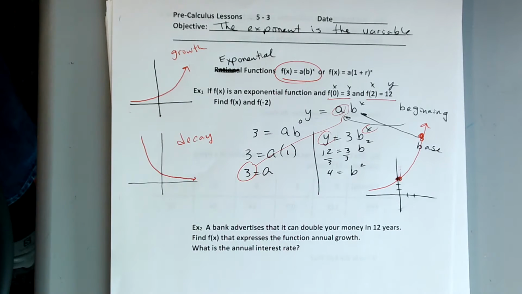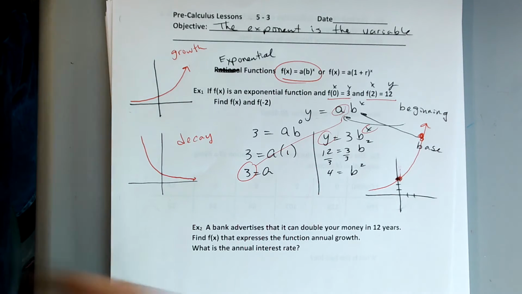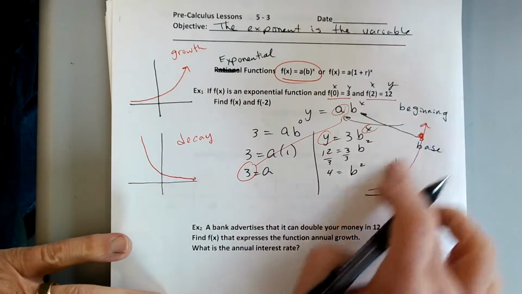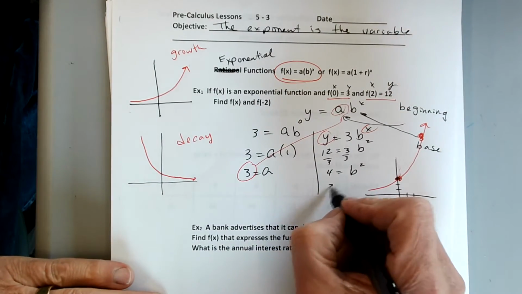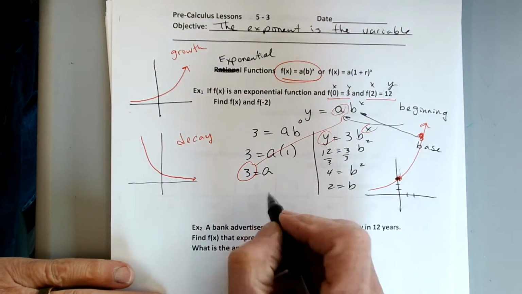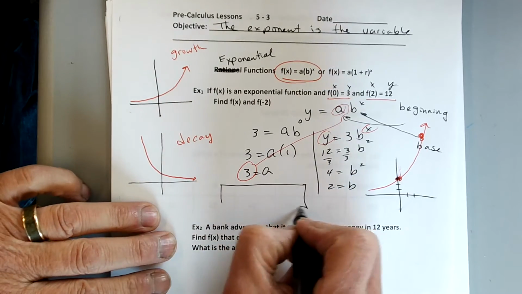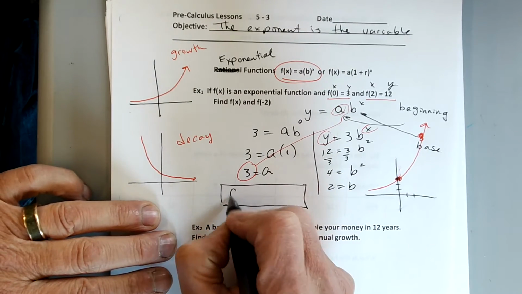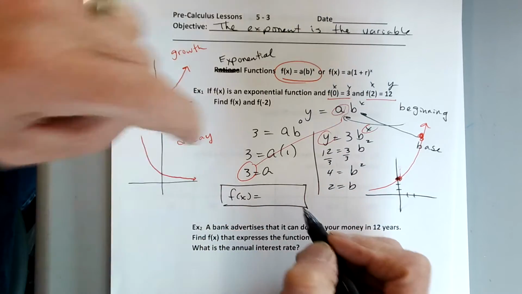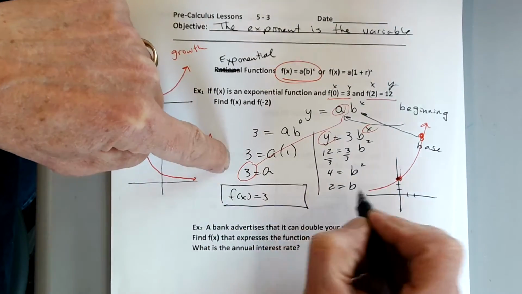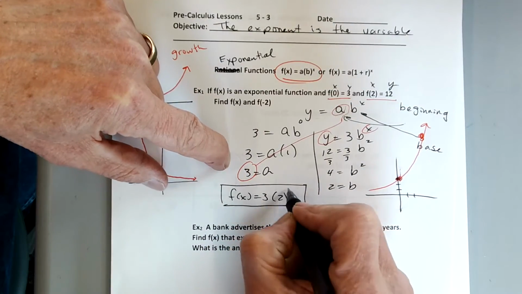And we will not have negative bases. There's a really important reason for that. Only positive bases. We're going to learn later why it has to be positive. So b is 2. So now I can write my equation. Ta-da! It's going to be y, or f of x, equals 3, that's my a, times 2 to the x power.